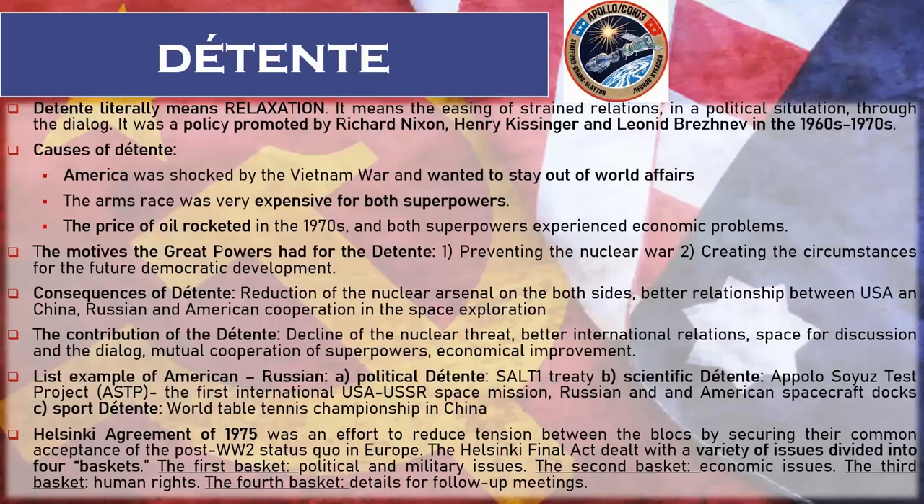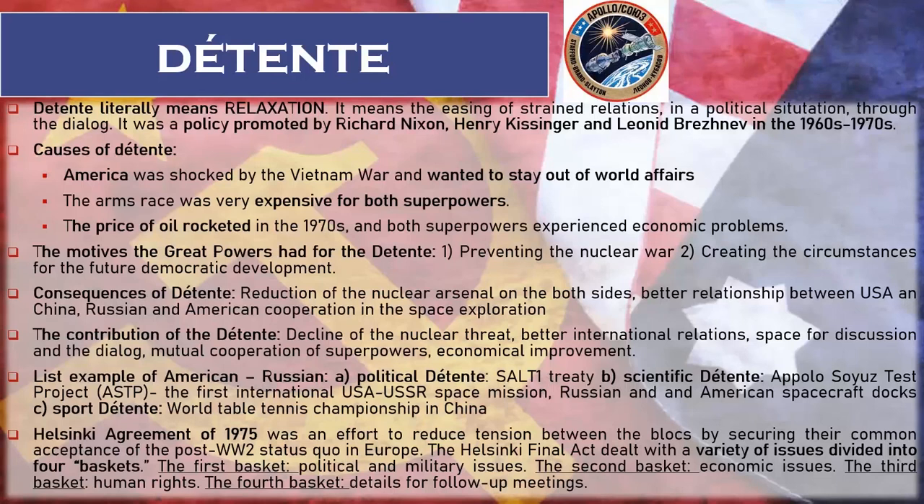were in economic problems. The motives the great powers had for the Détente were preventing nuclear war and creating the circumstances for future democratic development. Consequences were the reduction of the nuclear arsenal of both sides, a better relationship between the USA and China, and Russian and American cooperation in space exploration.